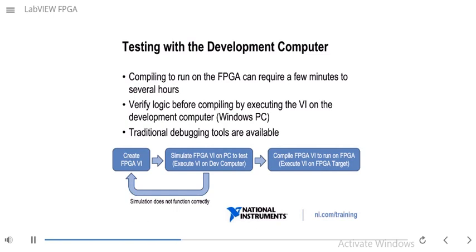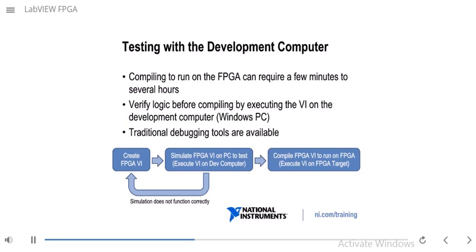If you look at the development flow shown at the bottom here, notice that you'll create your FPGA VI. Once you think you're done with it, then simulate that FPGA VI on your PC to test it. That way you can use all your debugging tools. You can use highlight execution, probes, and single stepping, and debug your VI and make sure everything looks correct in your simulation before you decide to compile it.